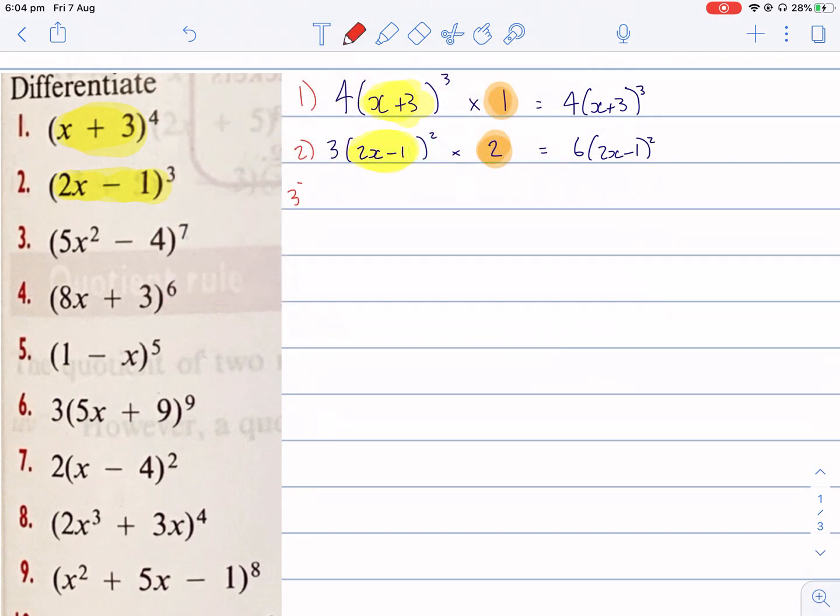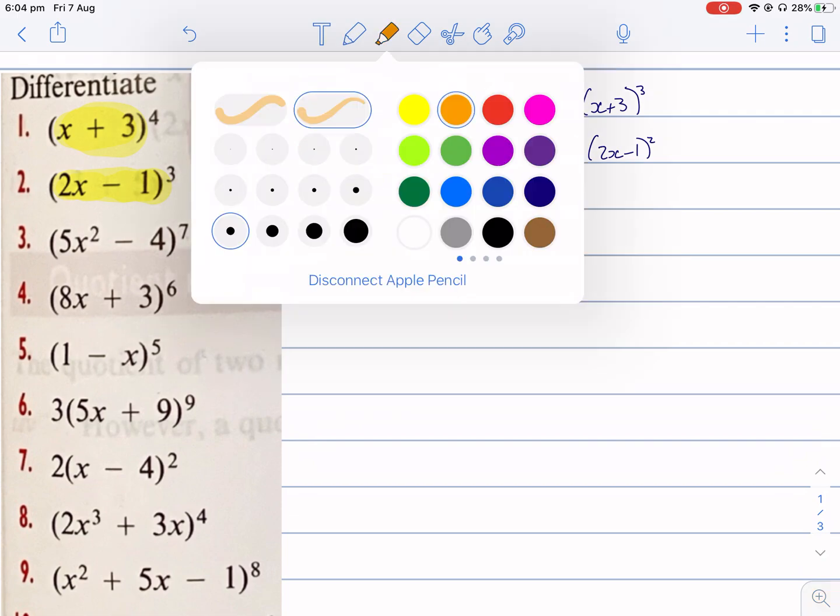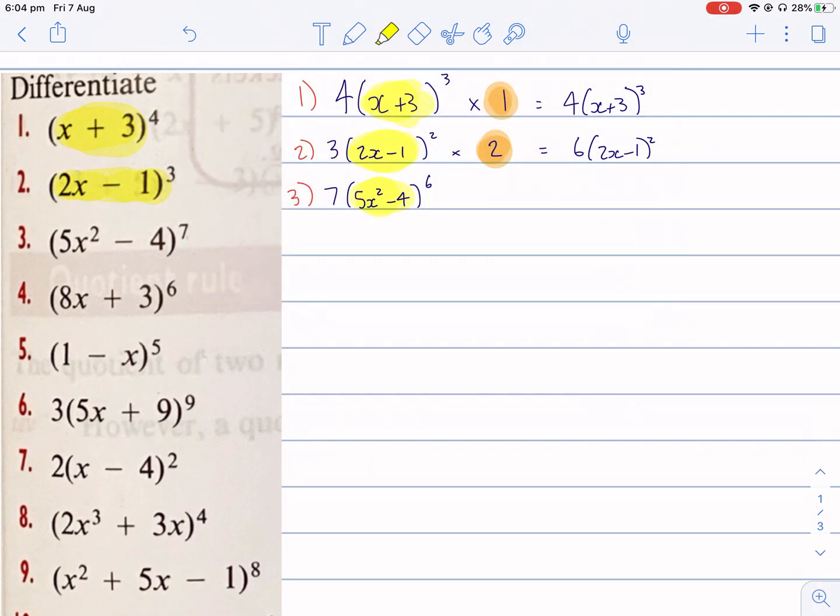Question 3. So we're doing something to the 7, so that becomes 7 times the something to the 6. That something is 5x squared take 4. Now the derivative of that is, well, we've got to differentiate the 5x squared, which is 10x. The minus 4 disappears. So that was the derivative of the inside. That means we've got 70x times 5x squared take 4 to the 6.